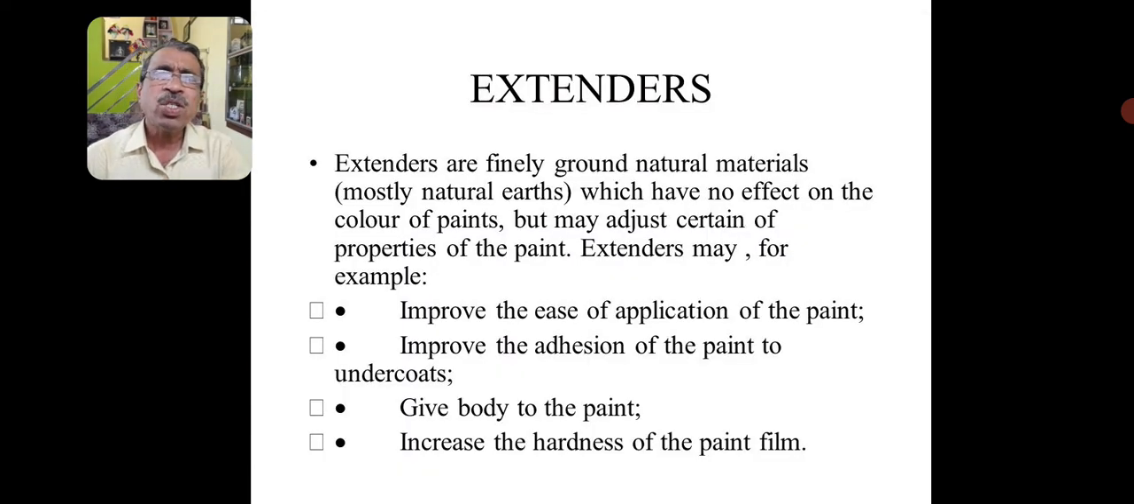Now the extenders that are present in the paint. These extenders are finely ground natural materials, mostly natural earths, which have no effect on the color of pigments or the color of paints, but may adjust certain properties of the paint. Extenders may, for example, improve the ease of application of the paint, improve the adhesion of the paint to undercoat, give body to the paint, and increase the hardness of the paint film.